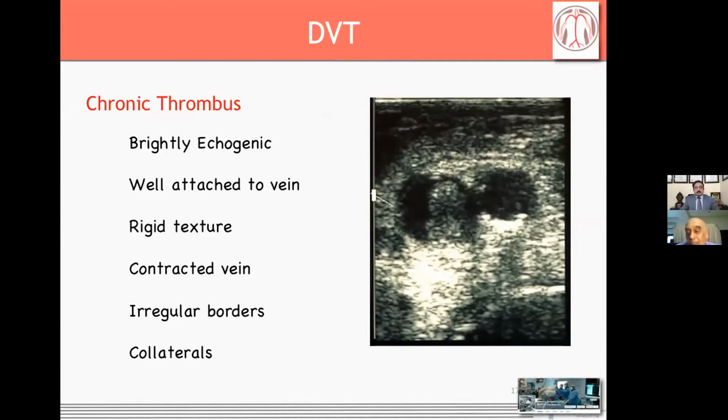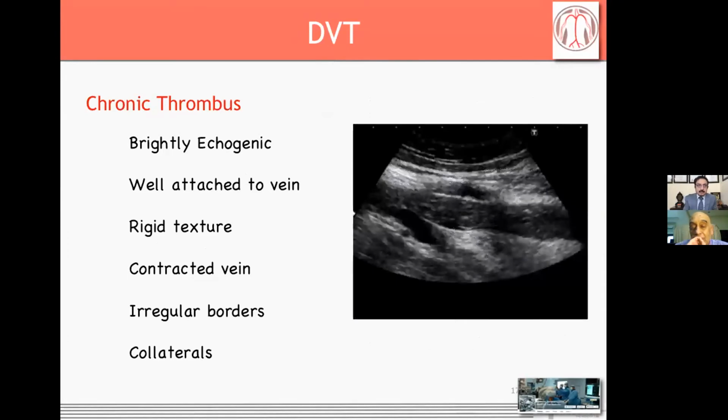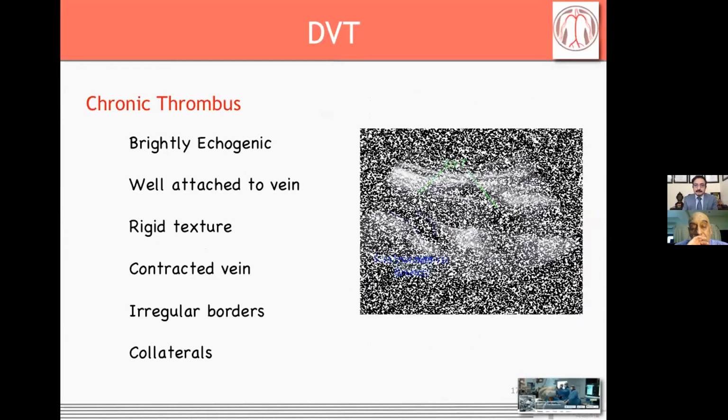It's well attached to the wall, rigid in texture. You may not be able to compress the vein. And over time, the vein gets contracted, fibrosed. There may be irregular borders, and you may see some collaterals opening up. So this is the longitudinal view of a chronic DVT scan.